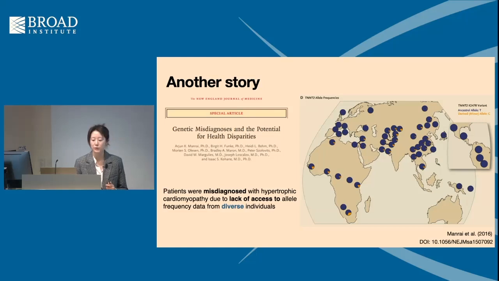So another quick story is, in 2016, a group looked at variants that were considered disease-causing or pathogenic for hypertrophic cardiomyopathy. And they identified variants that were considered likely causal, but were actually common. So they found that patients were misdiagnosed due to a lack of access to allele frequency data from diverse individuals.